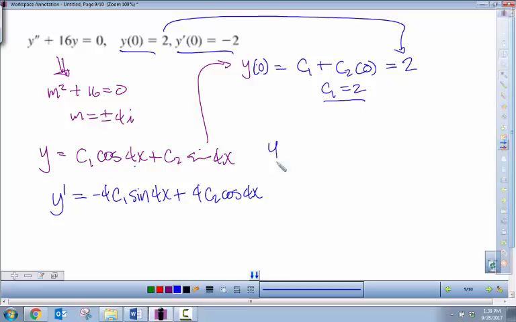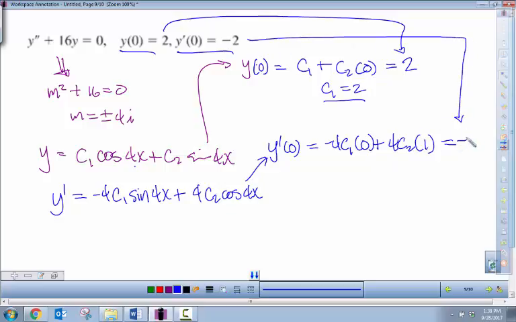And then when we get our derivative going here, we put 0 in for our derivative. We get negative 4c1 times 0 plus 4c2 times 1. Cosine of 0 is 1 again. And this is supposed to equal negative 2. Then we have 4c2 is equal to negative 2, which means that c2 should equal negative 1/2.